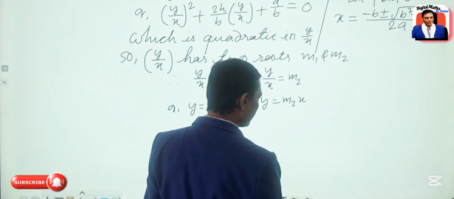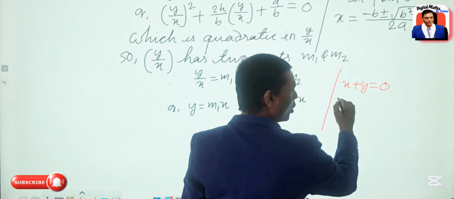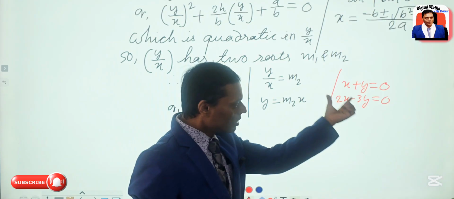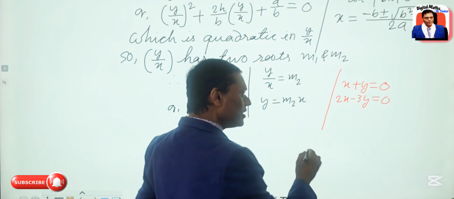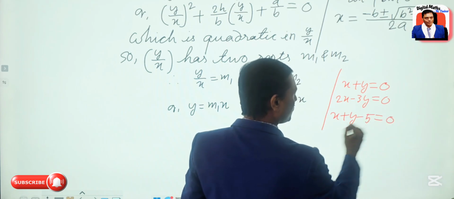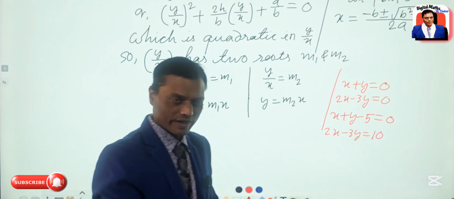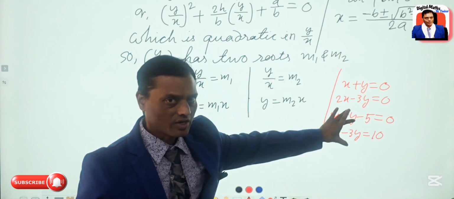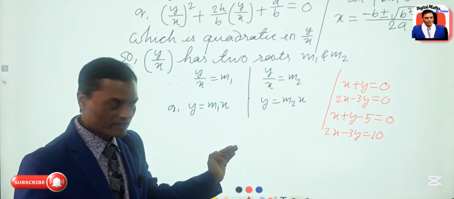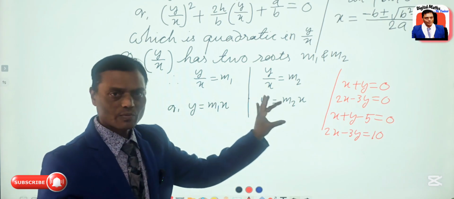One more example I am going to give here. If we have x plus y equals 0 only, or 2x minus 3y equals 0 only, there is no constant. It means these lines are passing through origin. But if there is a constant, x plus y minus 5 equals 0, or 2x minus 3y equals 10, any constant you can take, then these two lines are not passing through origin. So here we can see y equals m1x, there is no constant term. There is y equals m2x, there is no constant term. So it proves that these lines are passing through origin.